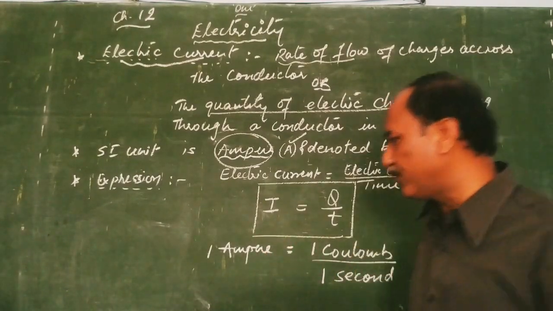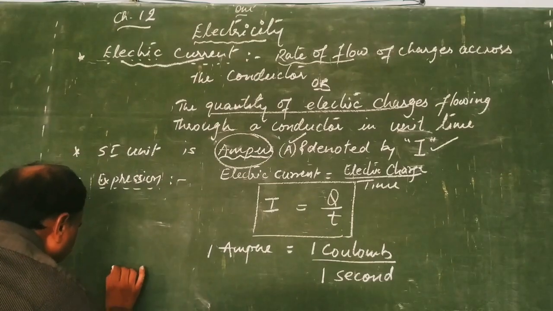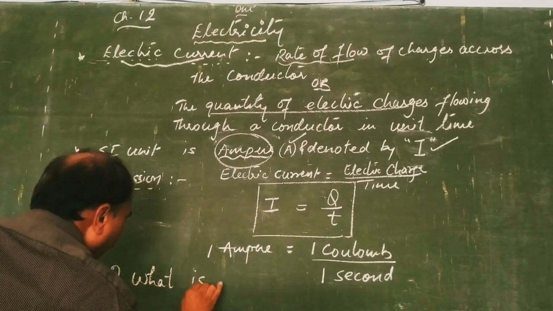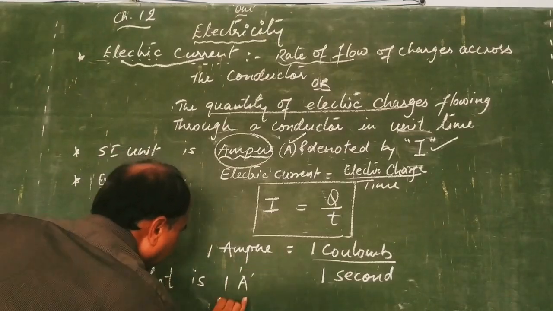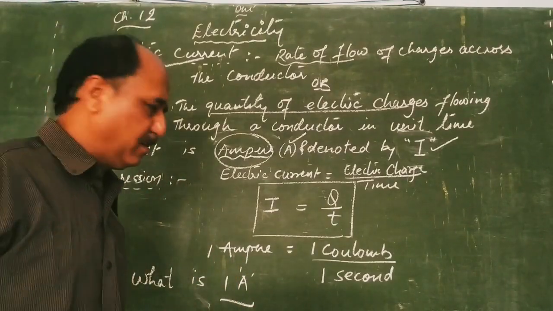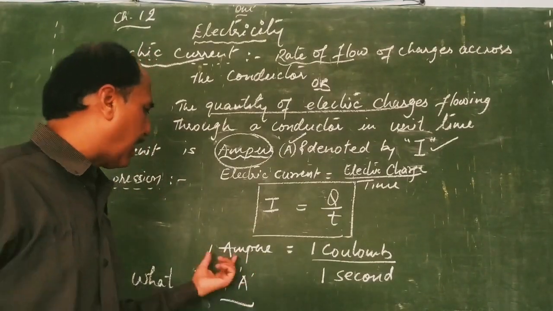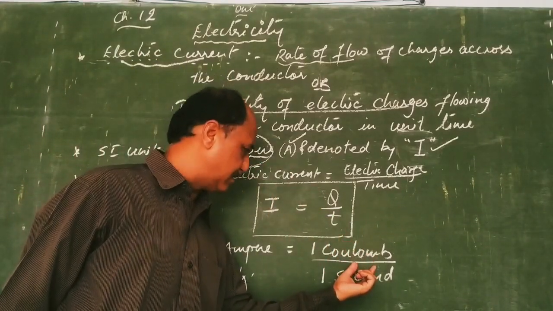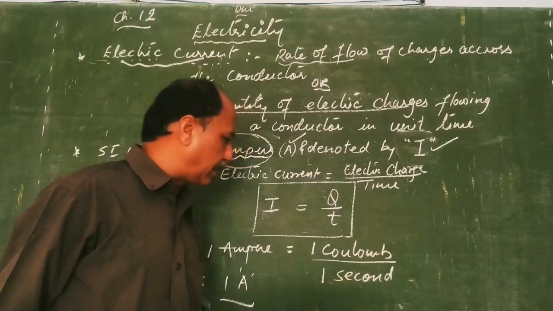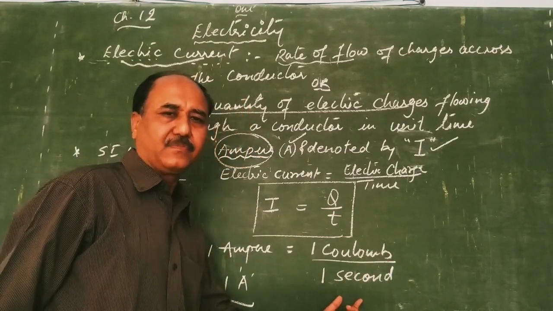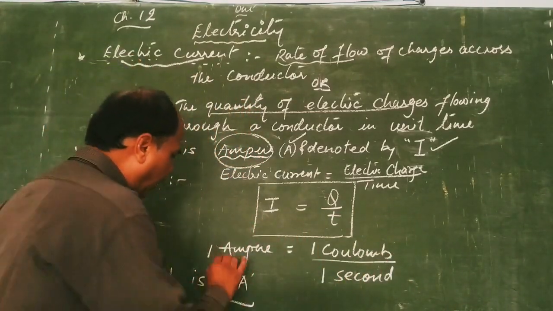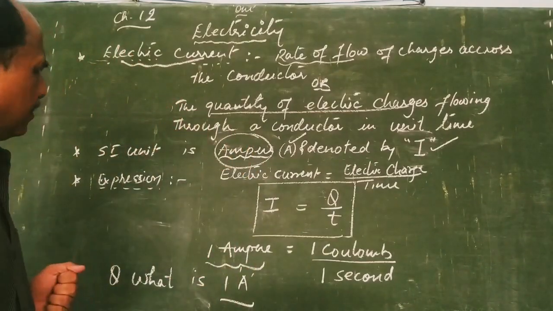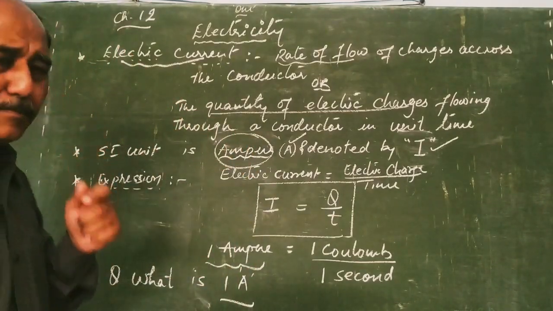Actually, there is a small question for you. That question is, what is 1 ampere? Or what is 1 ampere of current? 1 ampere of current is stated as when 1 coulomb of charge flows across a conductor in 1 second, then the electric current is said to be 1 ampere. Now, in this electric current, we will see a small circuit.